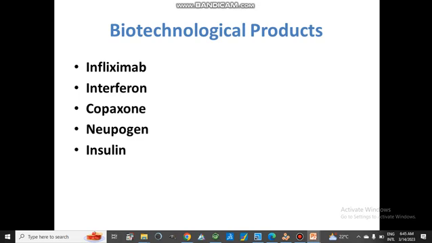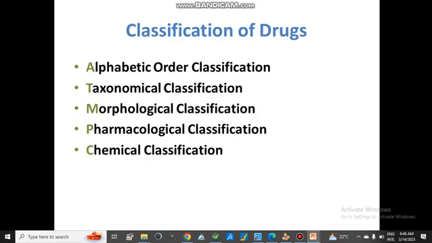Biotechnological products. We obtain different biotechnological products like infliximab, interferons, Neupogen, and insulin. So these are some examples from biotechnological products. Classification of drugs. Now this is the second part of our lecture.